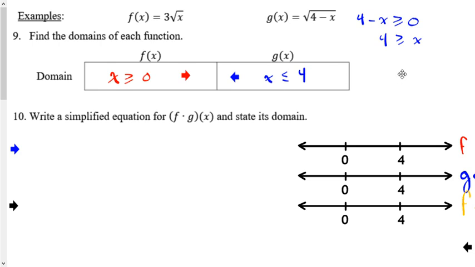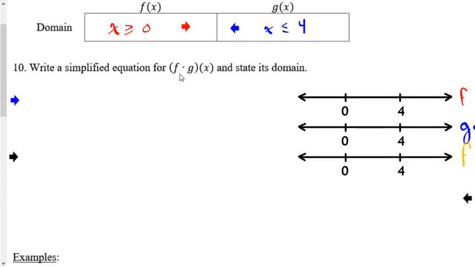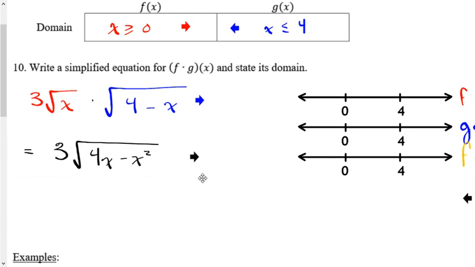Then for number 10, we're going to look at a simplified equation for the product of these two functions. So there are the two functions, multiplying them together. And remember, when I have two square roots being multiplied, I can just multiply the two radicands together. So this x times 4 minus x gives me the 4x minus x squared. So again, I just took this x times that 4 minus x, put it under the square root sign. So there we have the product of the two functions.